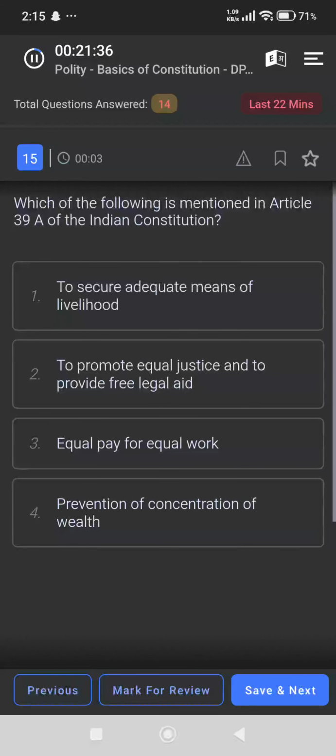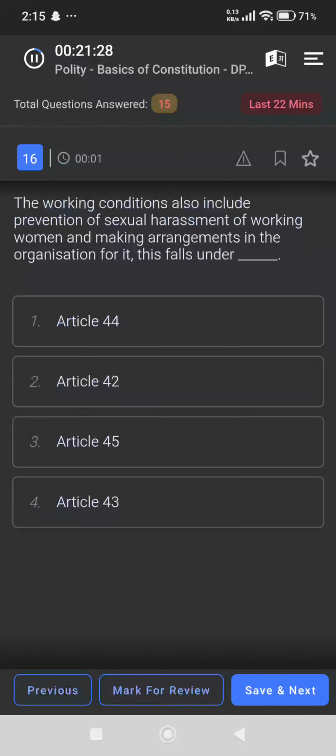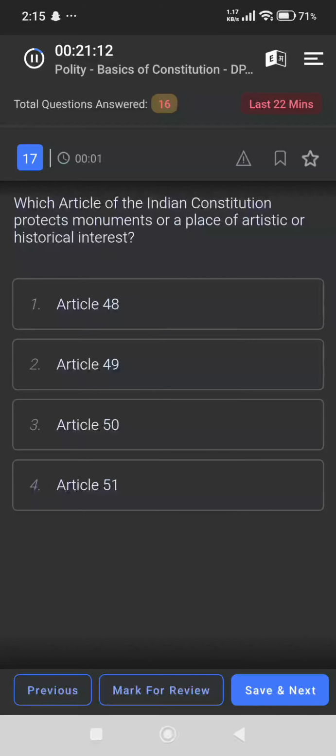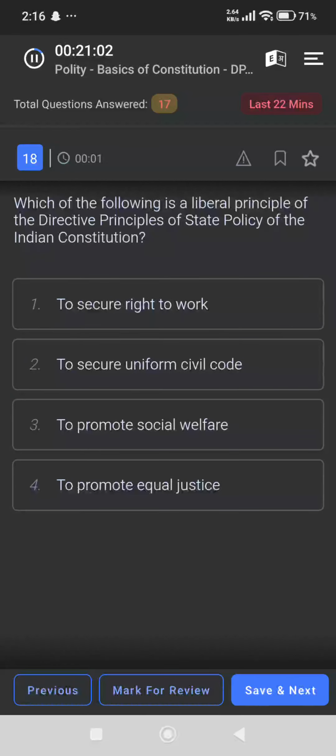39A tells us to promote equal justice and to provide free legal aid. The working conditions also include prevention of sexual harassment of working women and making arrangements in the organization for it. This falls under Article 43. Which article of the Indian Constitution deals with monuments or places of artistic or historical interest? Article 49.